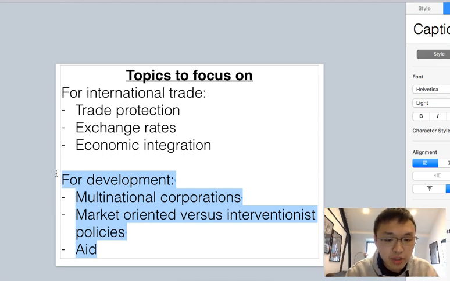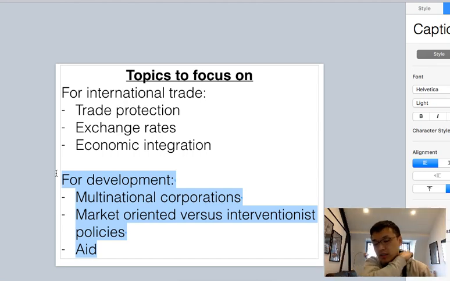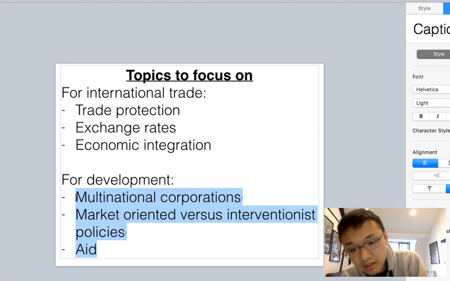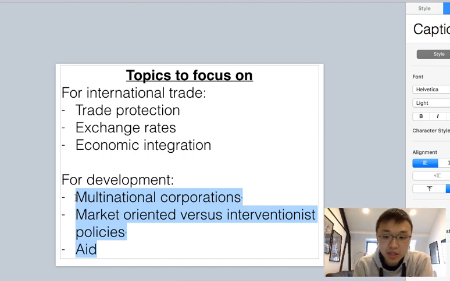Now, for development, there are 3 topics I think are most important as well, like multinational corporations, like FDI, right? And the second important topic is market-oriented versus interventionist policies, right? And the third one is aid. So for development, if you can't study the entire development chapter, these are the 3 sections I would suggest you to focus on. These are the most common ones, okay?